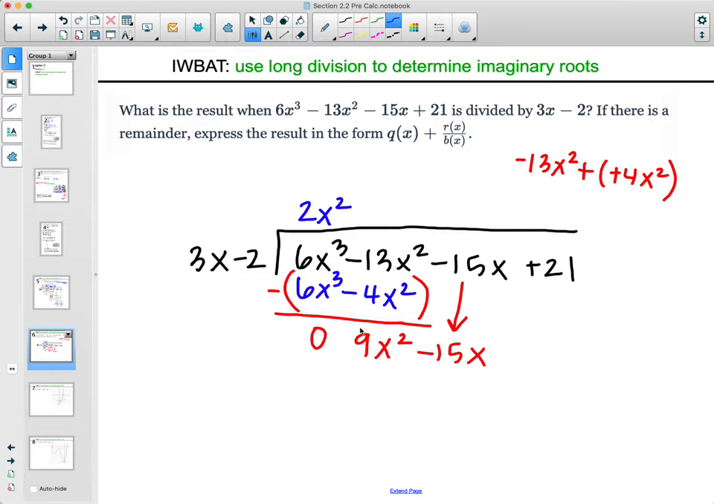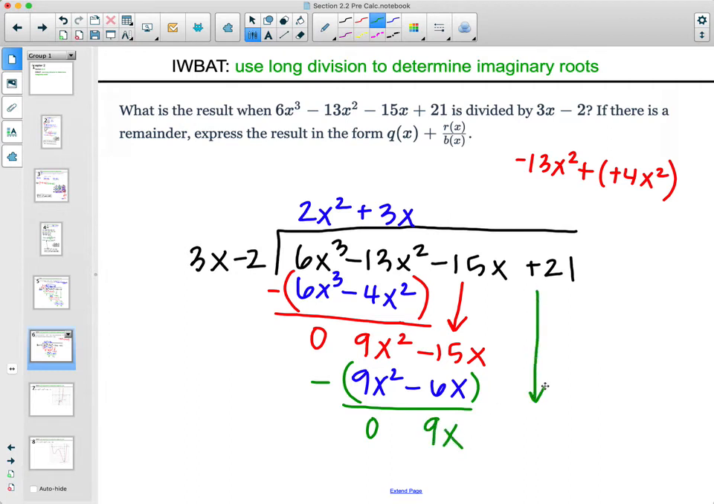So what times 3x will give you 9x squared? So positive 3x, because 3 times 3 is the 9. X times x is the x squared. Make sure you also multiply 3x times the negative 2. And then be sure that you subtract. So 9x squared minus 9x squared is 0. Negative 15x minus negative 6. So that turns to plus 6. Okay, so negative 15x plus 6x is 9x.